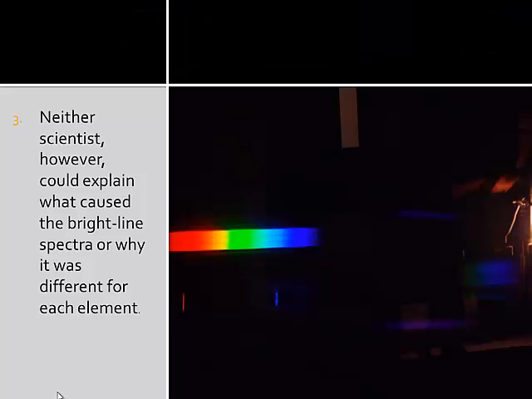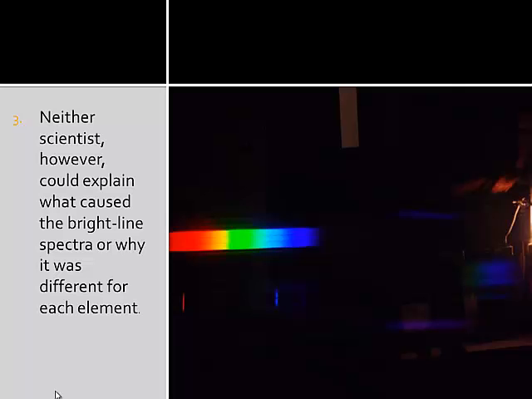Now, the problem that Bunsen and Kirchhoff came up with is that neither of them could explain why they saw the patterns of light that they did. They didn't have a rainbow of light like you see produced by a prism in the diagram there, or the picture there. Instead, they had individual bands, and based on what was known at the time, they had no way of explaining why.